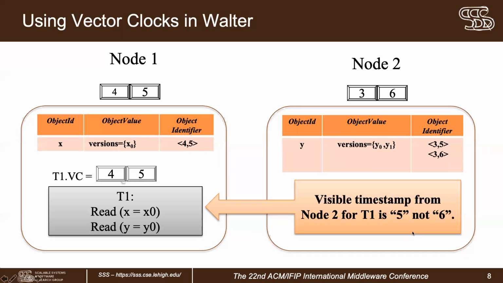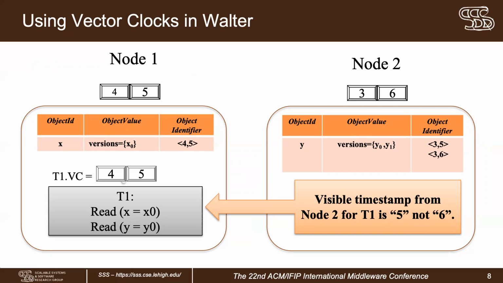This example shows the usage of vector clocks in the Walter protocol. Here we have two nodes, node 1 and node 2. Each node in Walter is assigned a vector clock, and the size of the vector clock is equal to the number of nodes in the system.